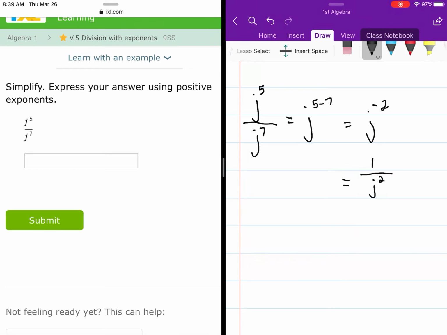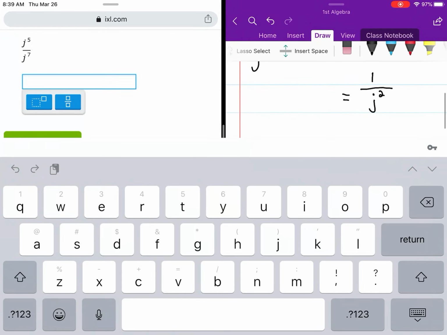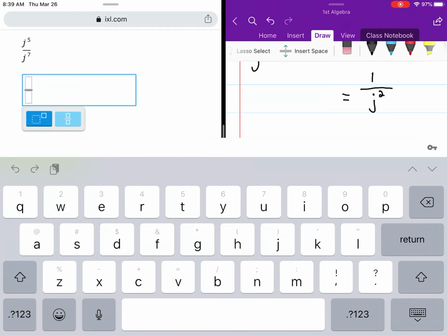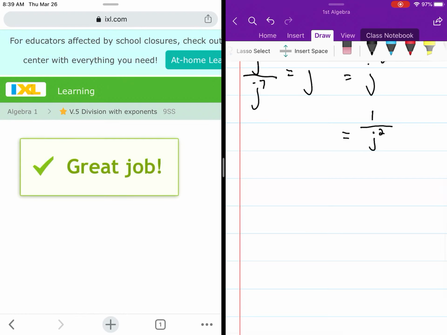These are a little bit harder when you get to the negatives, but once you get the hang of it, it's going to get a lot easier. So that's going to be my answer. I'm going to type in the fraction 1, and then the bottom will be J exponent 2.